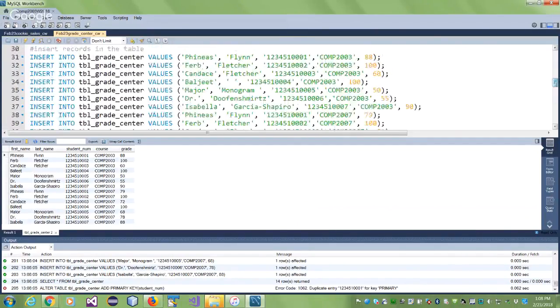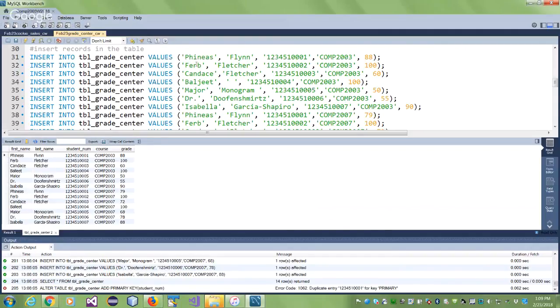Do you notice? There's somebody's marks. That somebody could be anything. Here it is, for Fletcher. So he's taking 2 courses, Comp2003 and Comp2007. So it's a consolidated gradebook. It's not only my single instructor gradebook. I cannot make student number the primary key. So that's not a solution at all in this table.